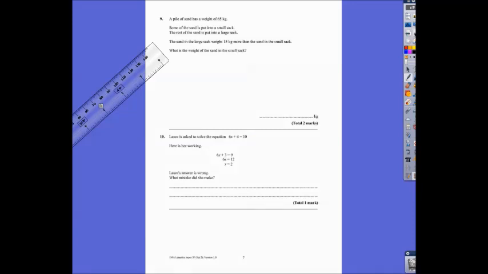Question 9. A pile of sand has a weight of 65 kilograms. Some of the sand is put into a small sack, the rest of the sand put into a large sack. The sand in the large sack weighs 15 kilograms more than the sand in the small sack. What is the weight of the sand in the small sack?